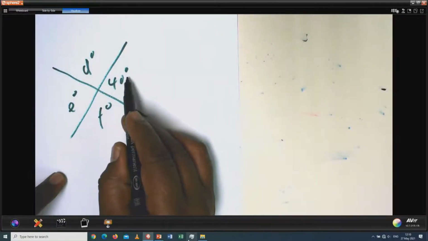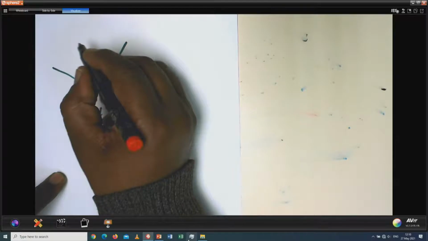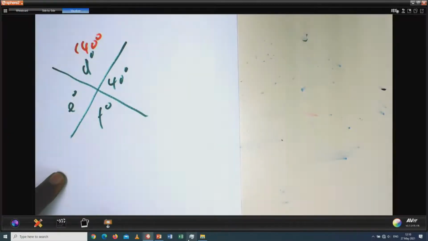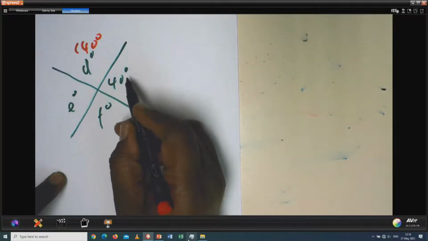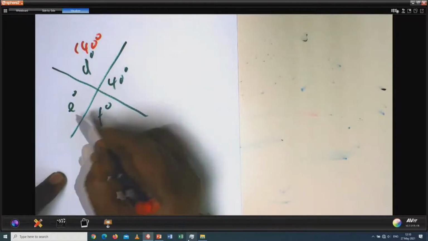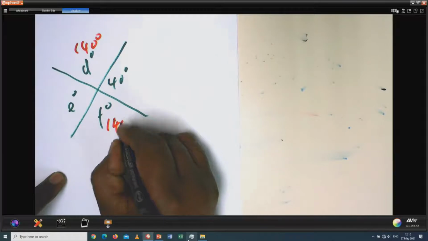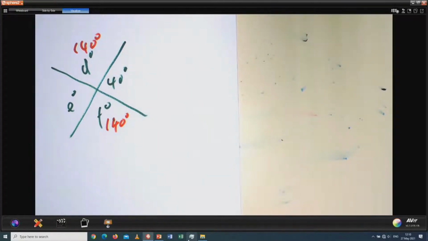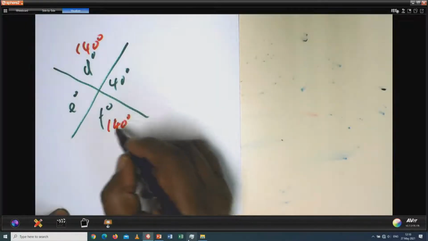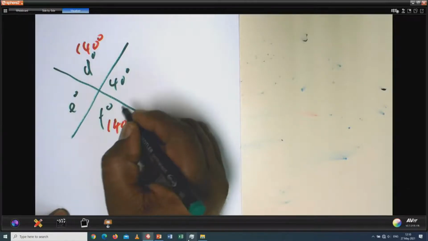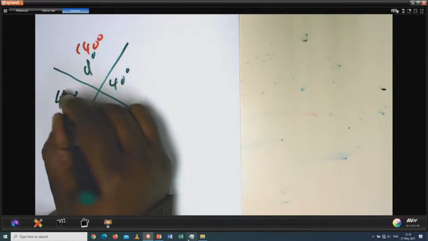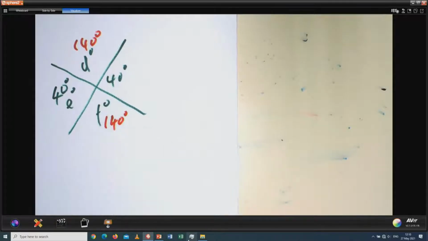Therefore, 40, what do you add to 40 to get 180? You get 140 degrees. On the other side, on the straight line there, what do you add to 40 to get 180 degrees? 140 degrees. Once more, on this straight line, what do you add to 140 to get 180? 40 degrees. But observe something here.